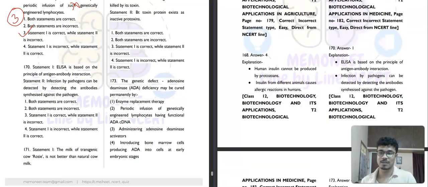It is saying that statement first, ELISA is based on the principle of antigen-antibody interaction, correct. Then statement second, infection by pathogens can be detected by detecting the antibodies synthesized against the pathogen, correct. So both are correct, first option will be our correct answer. Then question number 171.